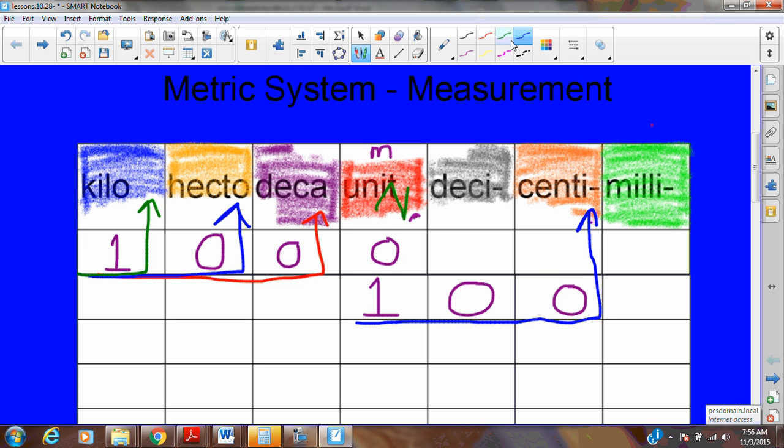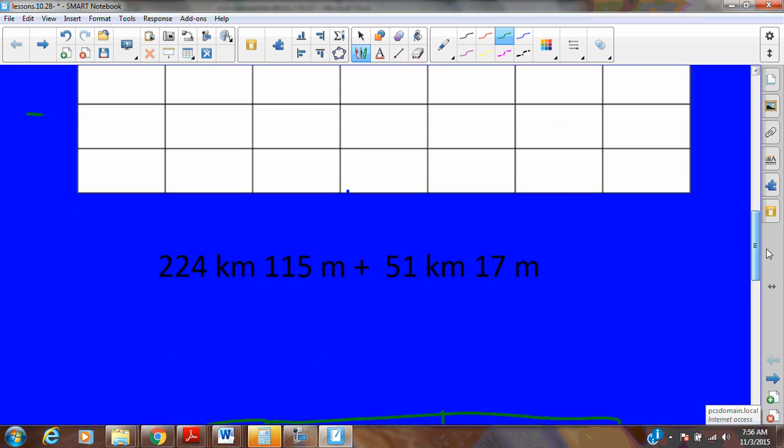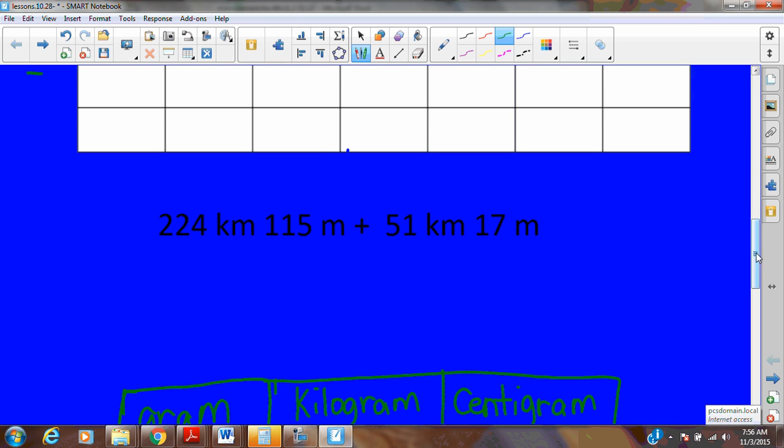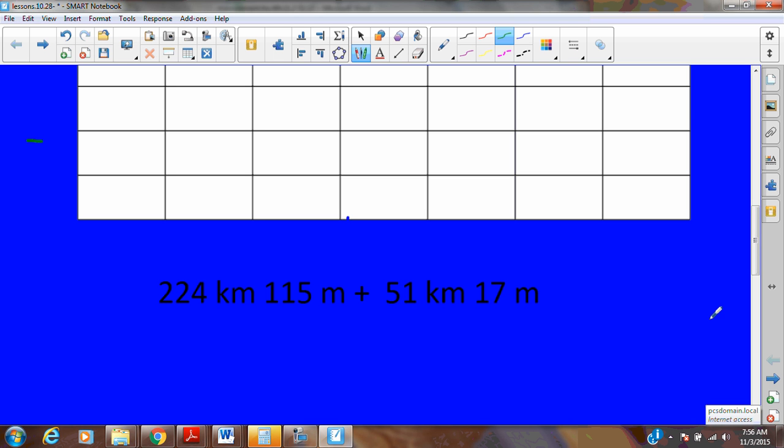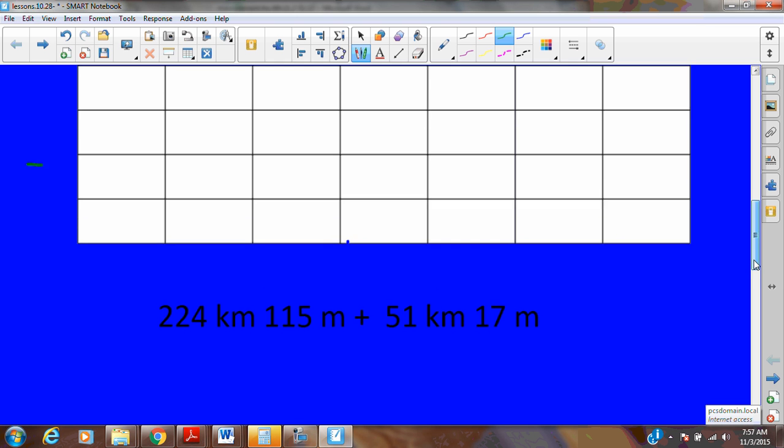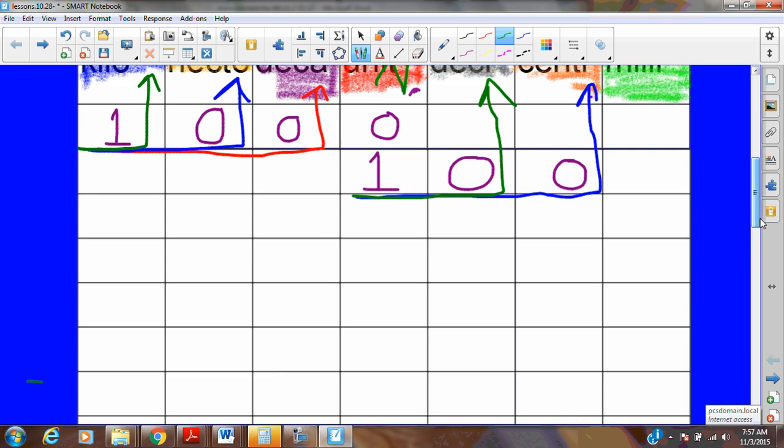Now for your homework tonight, you are asked to add together kilometers and meters. And you are supposed to express the answer in the smallest unit possible. In order to do that, I am going to need to convert kilometers to meters because meters are smaller than, or shorter than, kilometers. So, in order to convert 224 kilometers into meters, what I'm going to do is go up here to my conversion chart. Because I know that I have 224 kilometers, I'm going to write those all in the kilometer area.